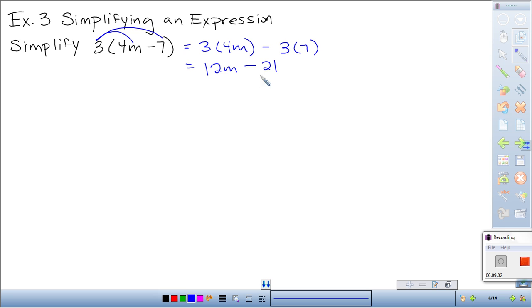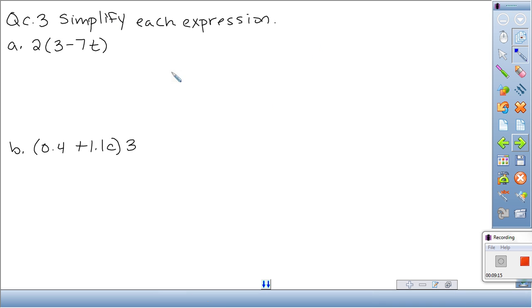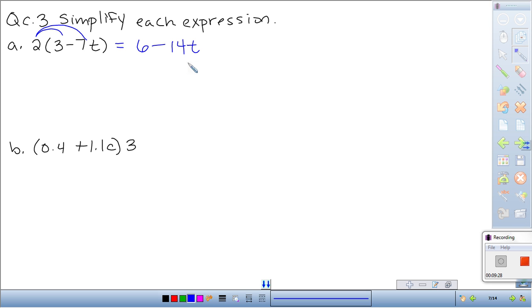And we can't actually subtract these. These are not like terms. You can think of this like 12 apples minus $21. You can't subtract 12 apples and $21, so there's nothing else we could do. It's in simplest form. Let's try a couple more. Again, we're distributing. 2 times 3 is 6, and 2 times, minus 2 times 7t is 14t. And we can't subtract 6 minus 14t, so we're finished with that one.